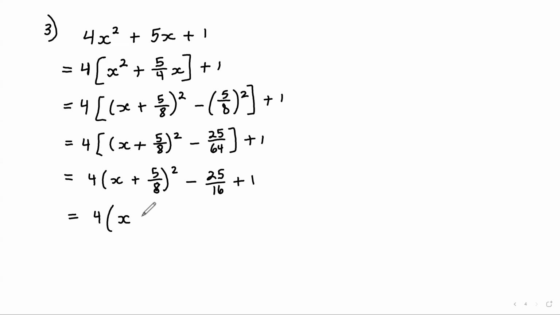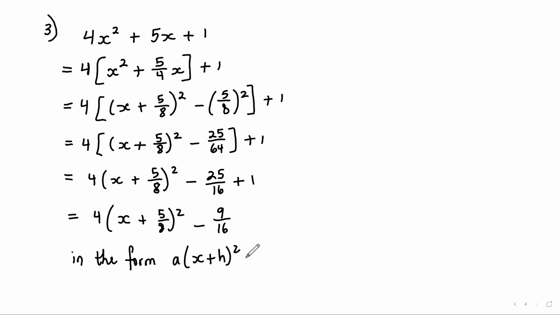So it'll be 4 by x plus 5 over 8 squared minus 9 over 16. So if this is in the form a by x plus h squared plus k, then a is equal to 4. H is equal to 5 over 8, and k is equal to negative 9 over 16. Guys, I want you all to try one for me.